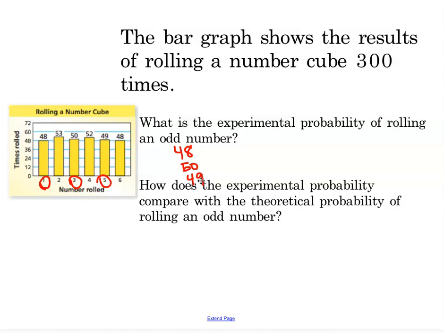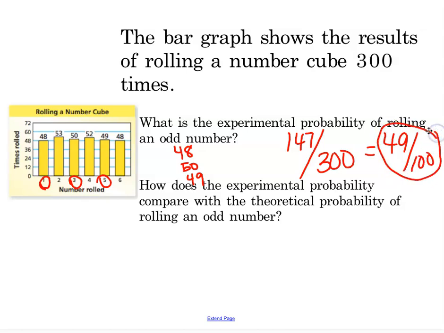So you add 48, 50, and 49, and you get 147. So 147 times out of 300, experimentally, an odd number was rolled. And this can be reduced by 3. So 49 out of 100 times an odd number was rolled.